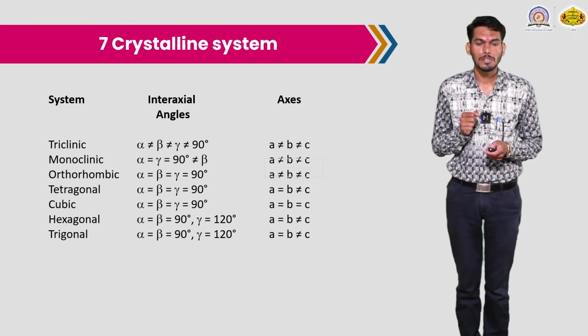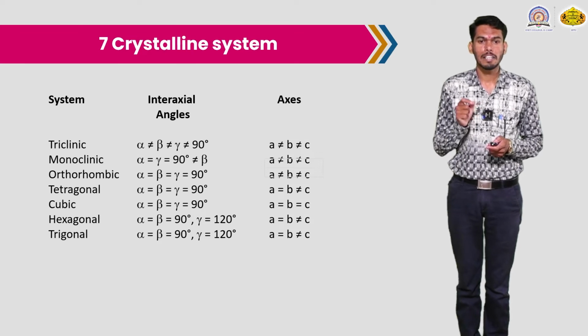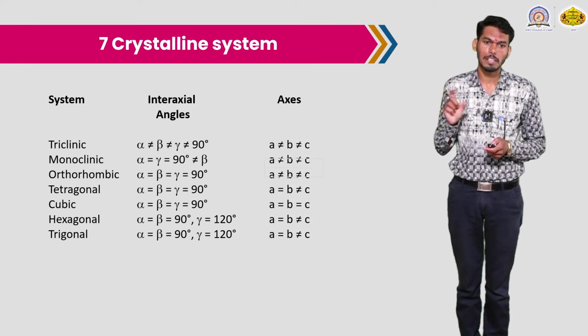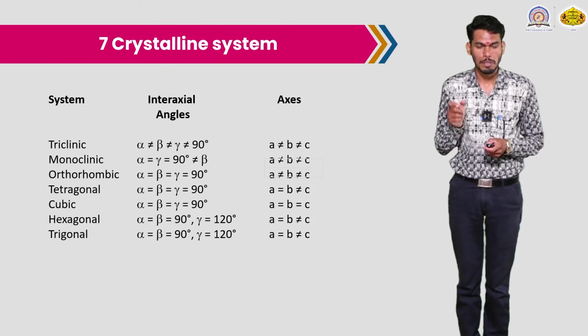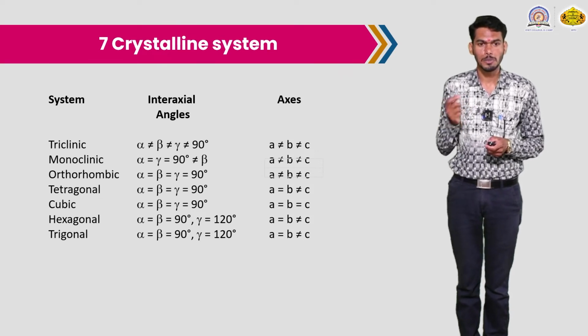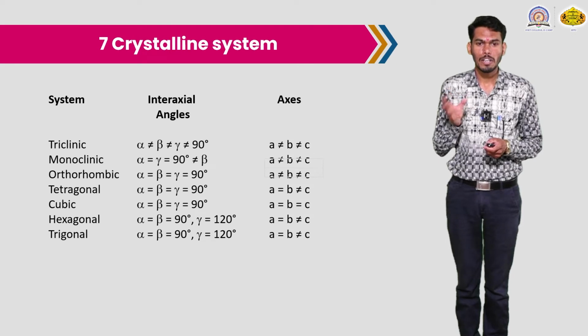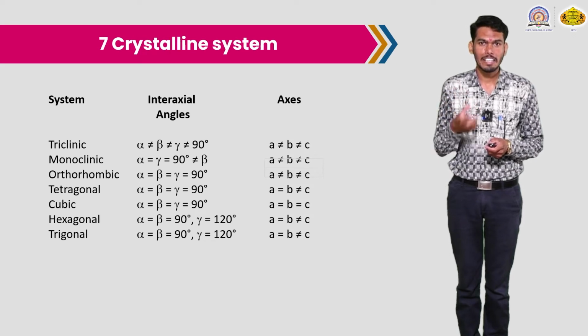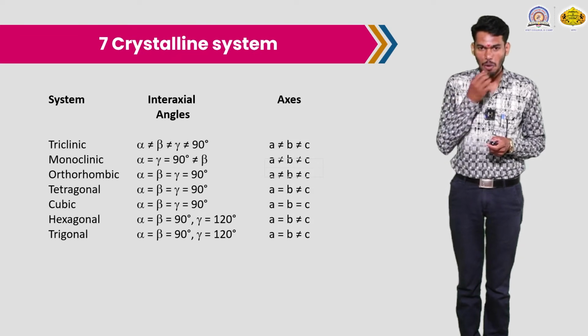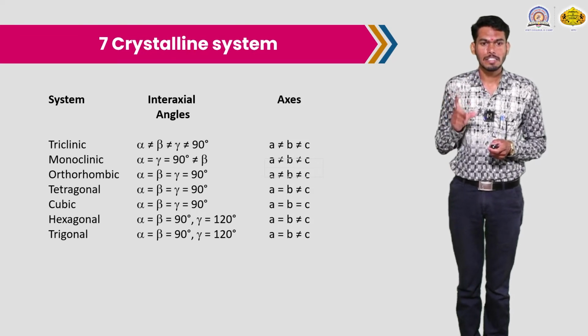In a triclinic system, there are alpha, beta and gamma. So angles are represented by alpha, beta and gamma. Alpha is not equal to beta is not equal to gamma, which is not equal to 90 degrees. So all angles are different and not 90 degrees, whereas axes are also not the same. A is not equal to B is not equal to C, so all axes are different in size.